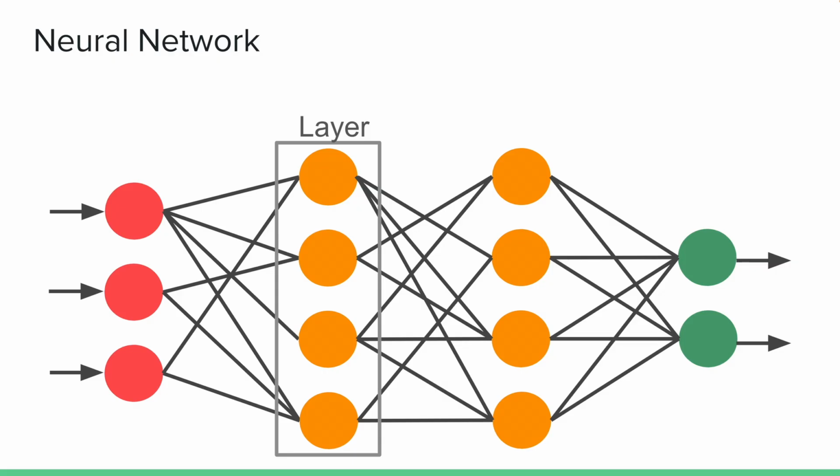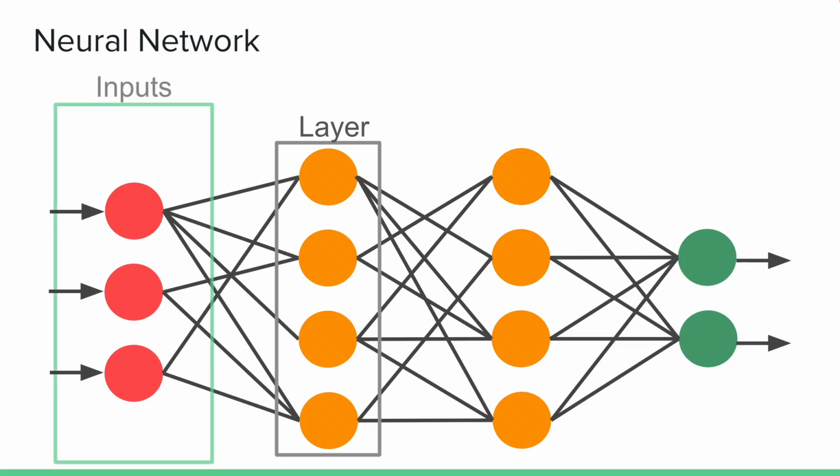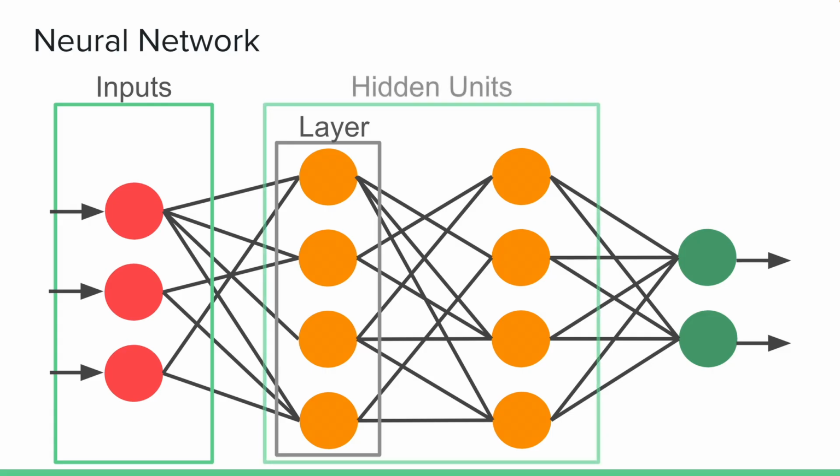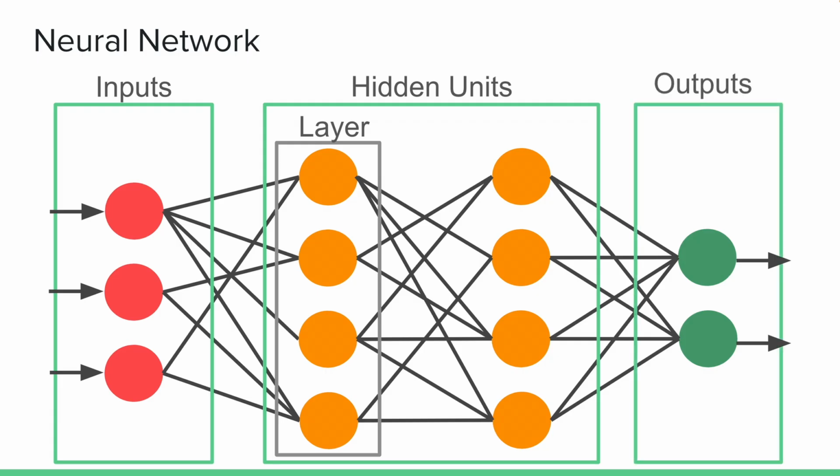This group of neurons we would call a layer, and the input neurons would be the inputs. If you have multiple of these layers together in the middle of a neural network, we would call these the hidden units. And of course, you have the output neurons that actually produce whatever output the network should produce, say a class probability if you have a classification problem.